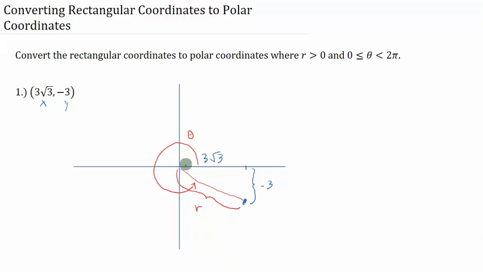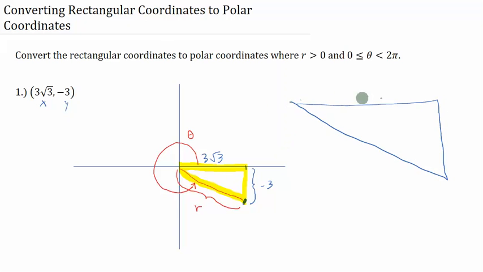Let's start with theta, okay? And so when I look at theta, what I want to consider is that by creating this r and using my x and using my y, I've got a right triangle. So what I'll do is I'll redraw that triangle over here, approximately. I know this is 3 square roots of 3. I know this is negative 3, these distances.